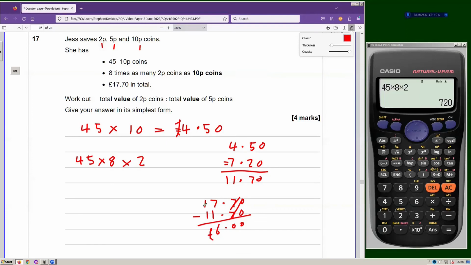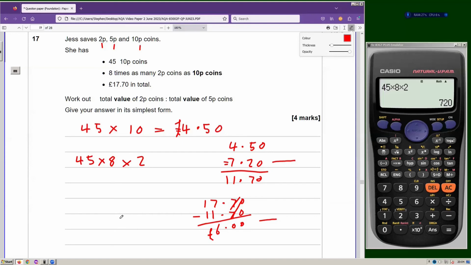Right, so this is where I've got to make sure I answer the right question. Work out the total value of the 2 pence coins to the total value of the 5 pence coins. So it's been done as a ratio. So that's one of the things I needed. That was one of them, the £7.20 of the 2 pence coins. So now we've got £6 as the value of the 5 pence coins.